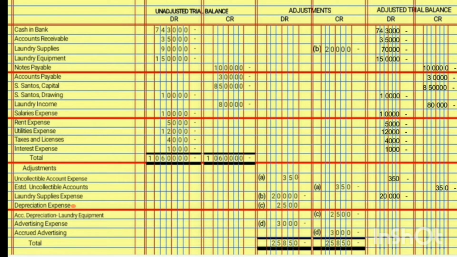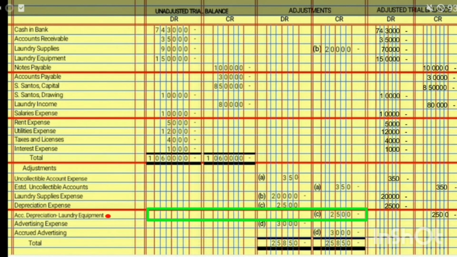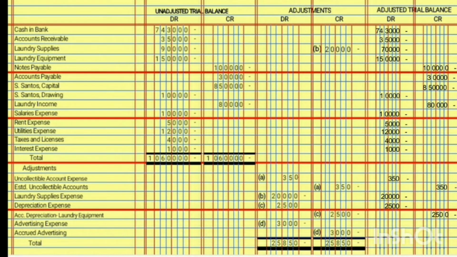Next is depreciation expense, 25 debit. And then, accumulated depreciation equipment, 25 credit. And then followed by advertising expense, 3,000 debit. So, kopyahin natin. Ayan, 3,000 debit. Next is accrued advertising, 3,000 credit. Kopyahin natin. So we have 3,000 credit.